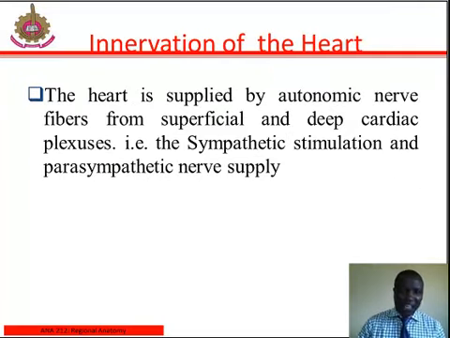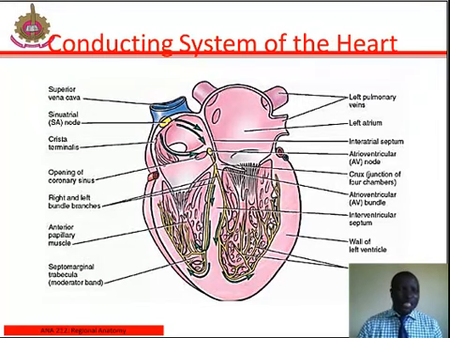Innervation of the heart. The heart is supplied by autonomic nerve fibers from the superficial and deep cardiac plexuses, that is, the sympathetic stimulation and parasympathetic nerve supply. Conducting system of the heart.